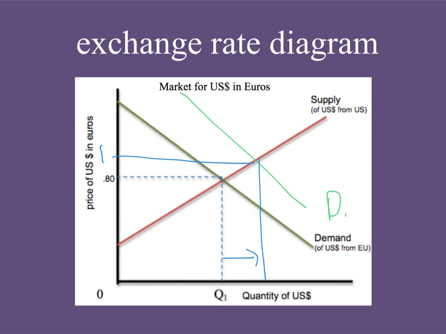Likewise, if all of a sudden people from Europe didn't want to buy dollars, right? So demand for dollars went down. Well, the price of the dollar would go down, expressed in euros, maybe to like 0.6, right?